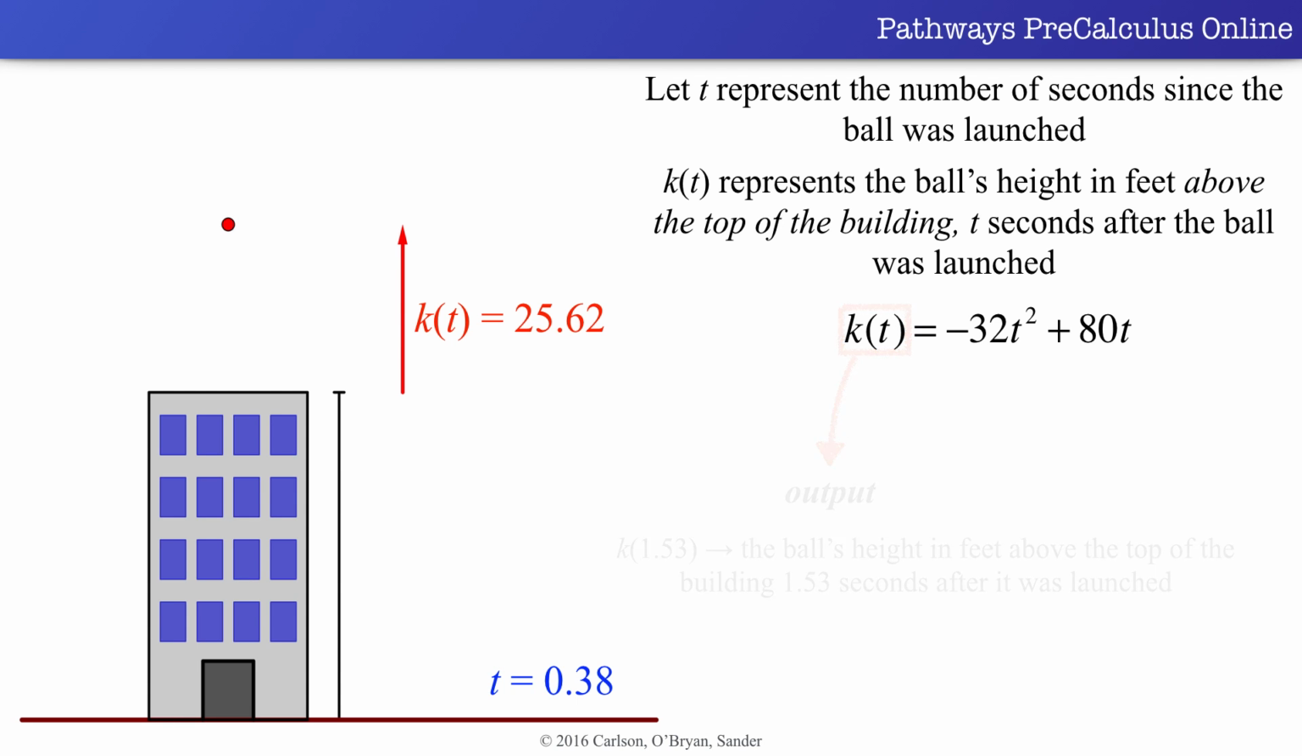The expression -32 times t squared plus 80 times t represents the output of k in terms of the input variable t, and we call this expression the rule of k.